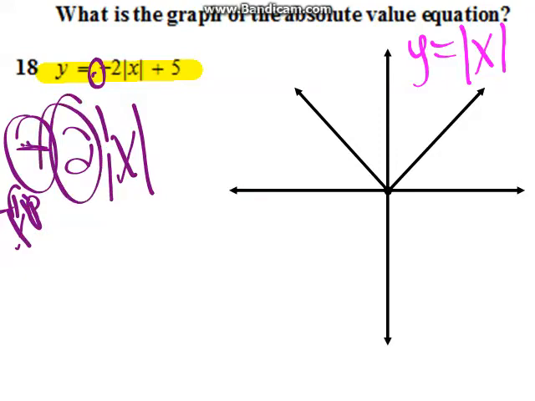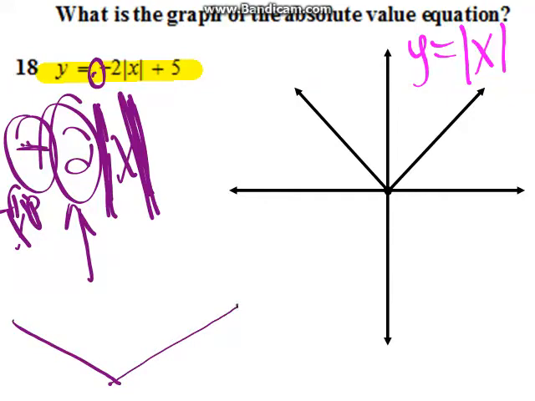And the 2 here, that's going to be either a compression or a stretch. If this number in front of our absolute value of x is between 0 and 1, it's a compression, and that would flatten out our graph. But it's not between 0 and 1, it's greater than 1, it's a 2. So anything greater than 1 is a stretch. So it's going to take this parent function and stretch it out so it becomes skinnier. So it's going to look something like this.